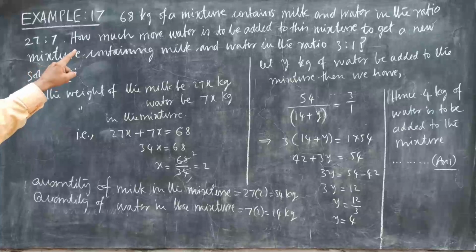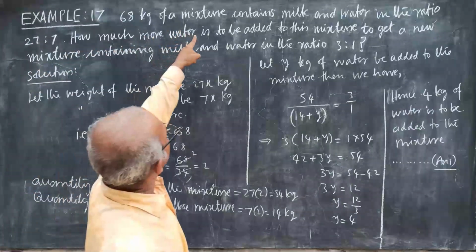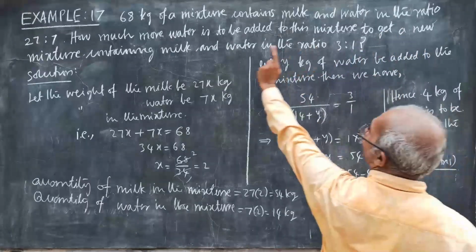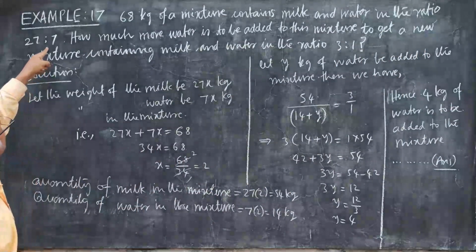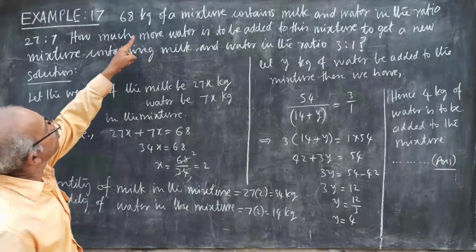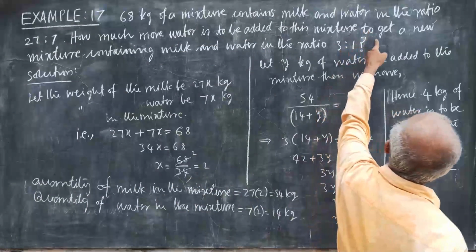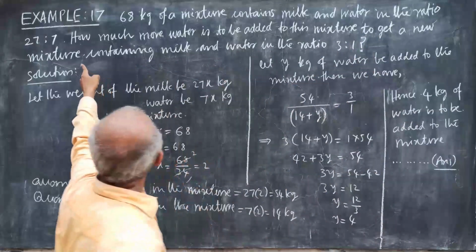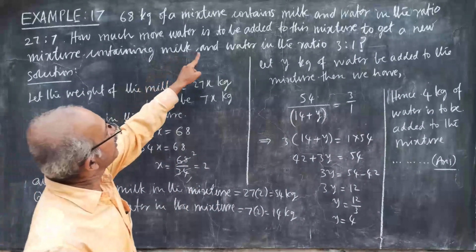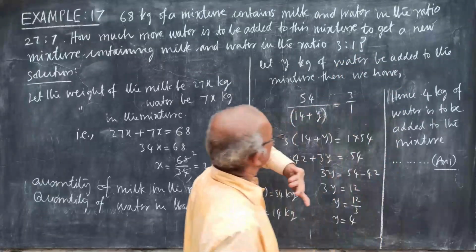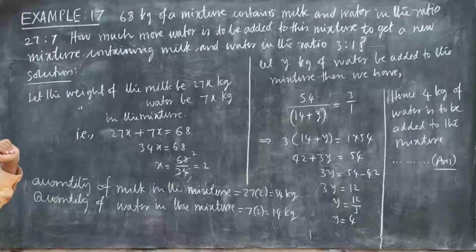Example 17. 68 kg of mixture contains milk and water in the ratio 27:7. How much more water is to be added to this mixture to get a new mixture containing milk and water in the ratio 3:1? This is our problem.